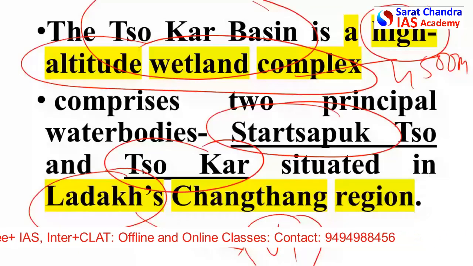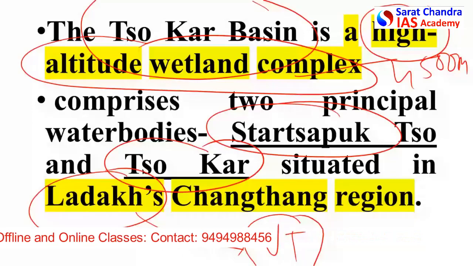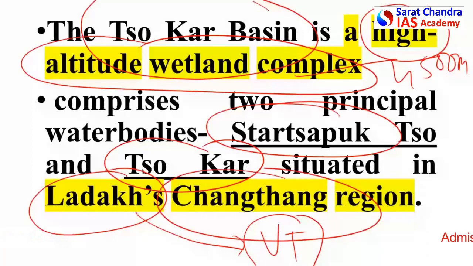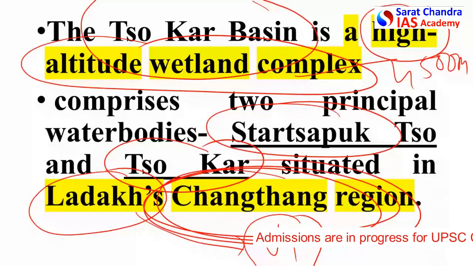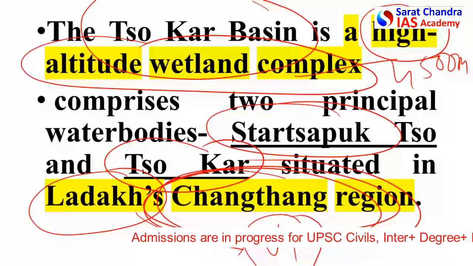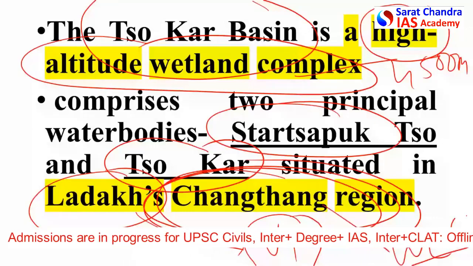Ladakh has two major districts, one is Leh and another one is Kargil. And we studied about the two water bodies, one is Starspuk and the other is Tsokar, in the Changtang region. Very, very important. When we study geography, Sharat sir will be discussing the Changtang region. Why Changtang region? There is a wildlife sanctuary in the Changtang region, very famous for the Tibetan ass.